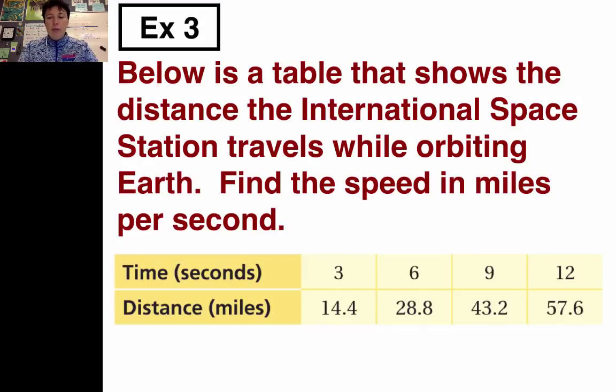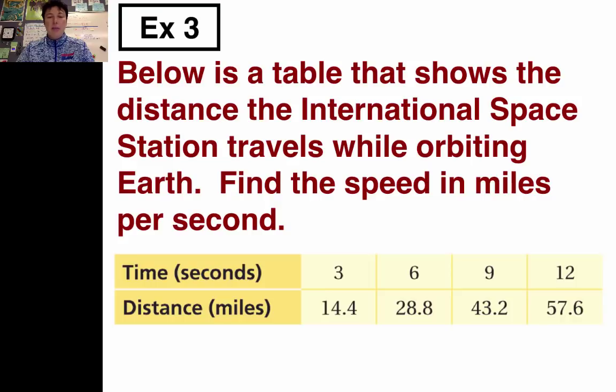So here's our example 3. Why am I showing you all this? Well, below is a table that shows the distance the International Space Station travels while orbiting the Earth. And we're going to find the speed in miles per second. So we're going to study this table. Maybe pause your device and copy some of this information down so I don't go too fast.